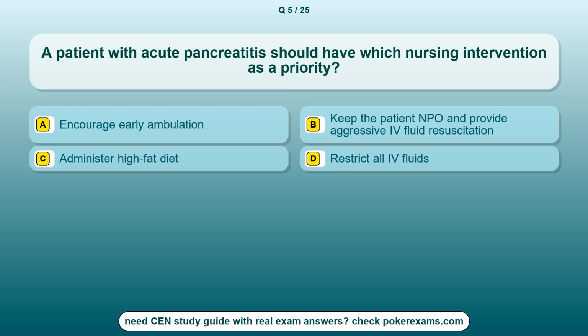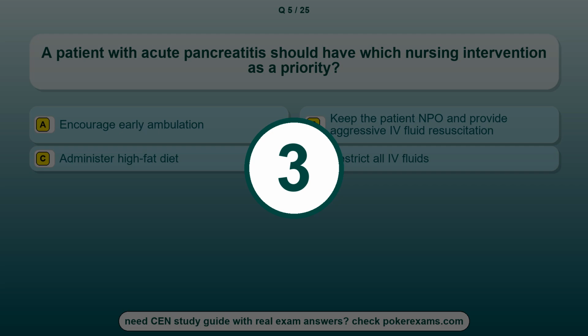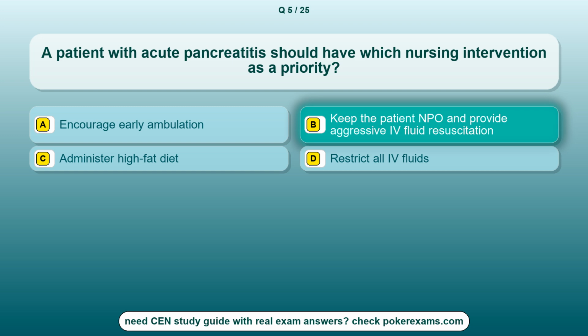Question 5. A patient with acute pancreatitis should have which nursing intervention as a priority? Option A, encourage early ambulation. Option B, keep the patient NPO and provide aggressive fluid resuscitation. Option C, administer high-fat diet. Option D, restrict all IV fluids. The correct answer is option B, keep the patient NPO and provide aggressive fluid resuscitation.